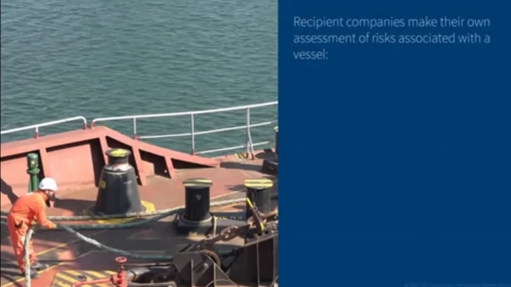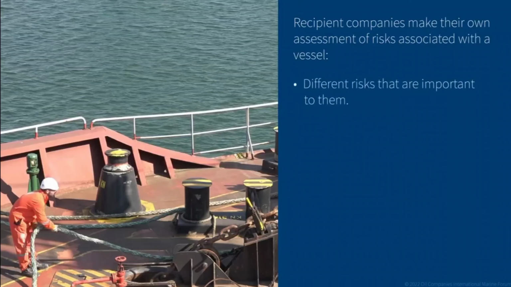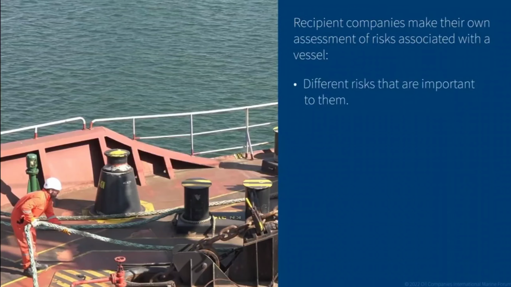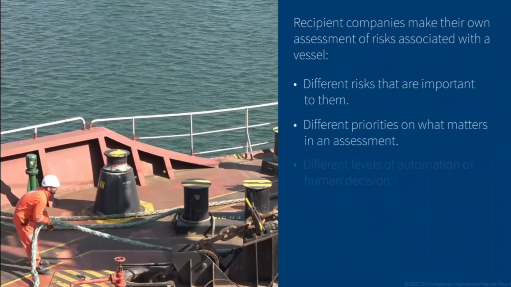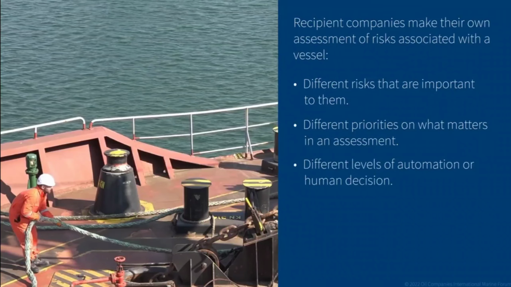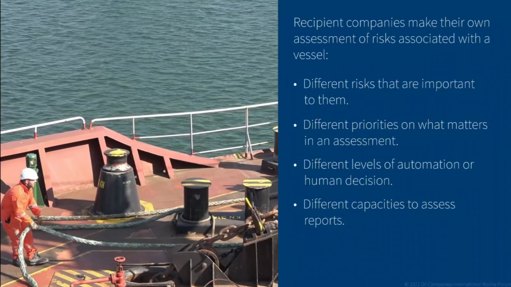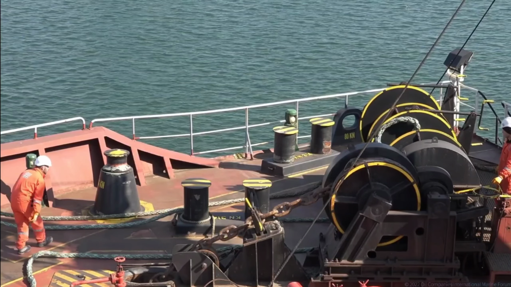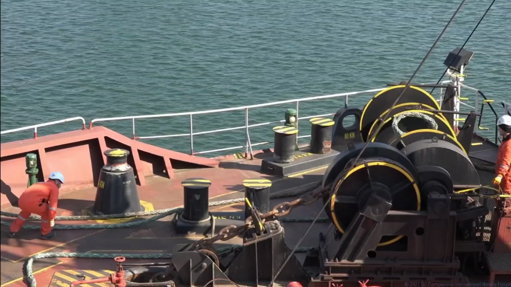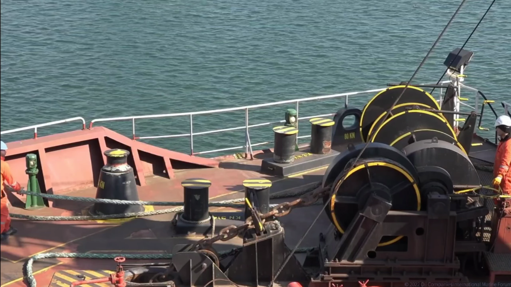Recipient companies make their own assessment of risks associated with a vessel. They may have different risks that are important to them, different priorities on what matters in an assessment, different levels of automation or human decision, and different capacities to assess reports. OCIMF will not tell a recipient company how to assess risk. In this video, we look at how the new human factor information can be used as part of your risk assessment.